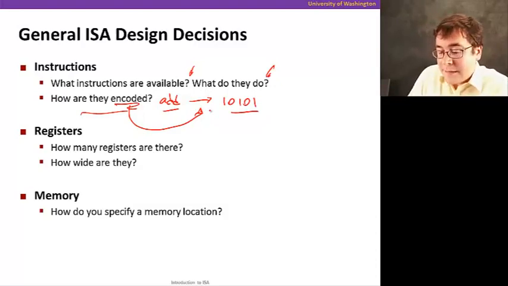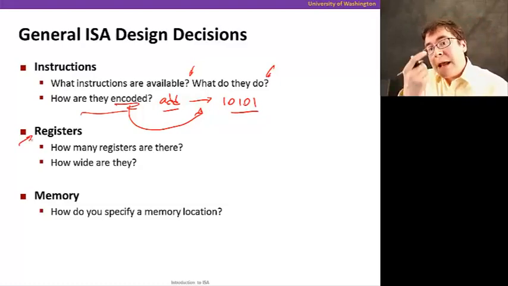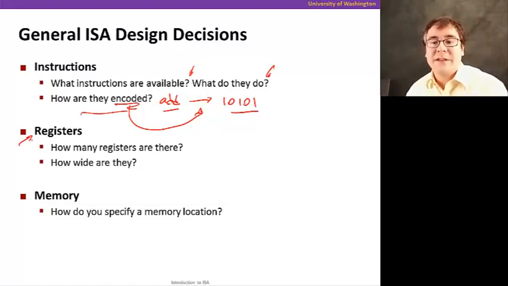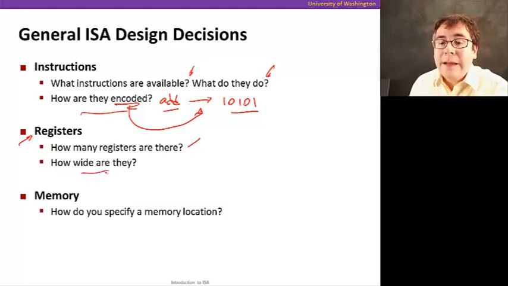So the ISA also tells how many registers your computer has, how many explicit units of storage you have inside your processor, how many you have available, and also how wide they are.